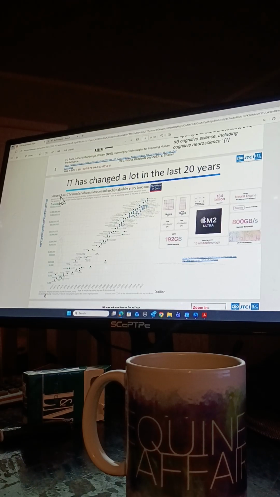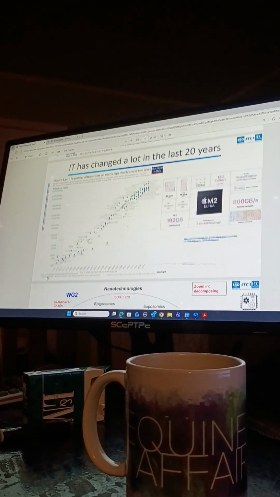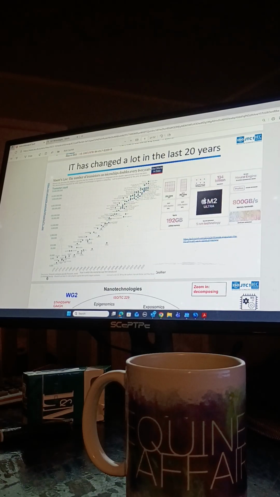Okay, so this is a slide that I haven't seen yet, so I'm going to try to figure out what this slide means, and I'm just seeing it now for the first time. Moore's law is that the number of transistors on a microchip doubles every 2 years. Okay, so that's why the push for this big, beautiful bill and getting all these, what did he call them, precious minerals for the microchips and the semiconductors.